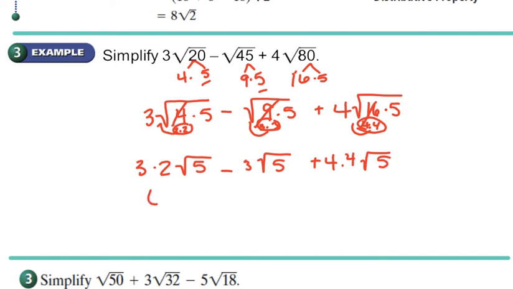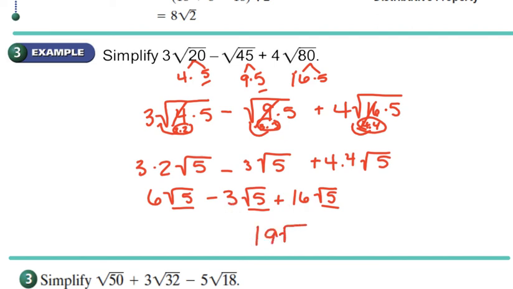Now we have 6 root 5 minus 3 root 5 plus 16 root 5. We all have square root of 5. Those are all like terms. So we've got 6 root 5s, take away 3 root 5s, and then add 16 root 5s. 6 minus 3 is 3. 3 plus 16 is 19. 19 root 5 is your final answer.